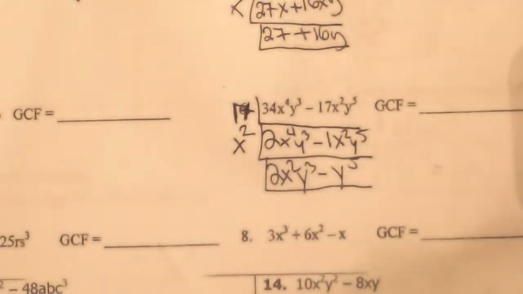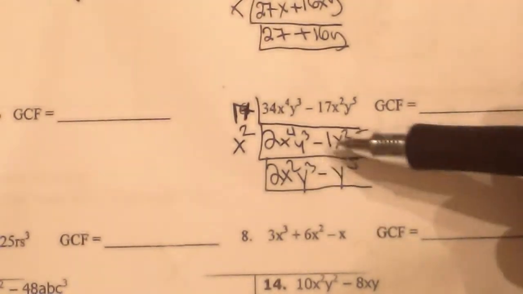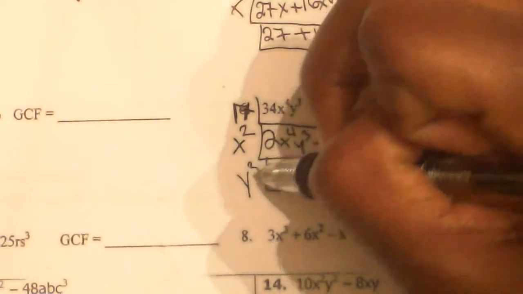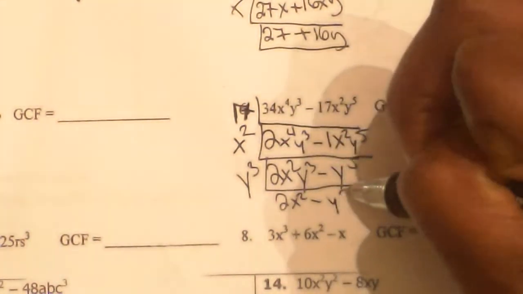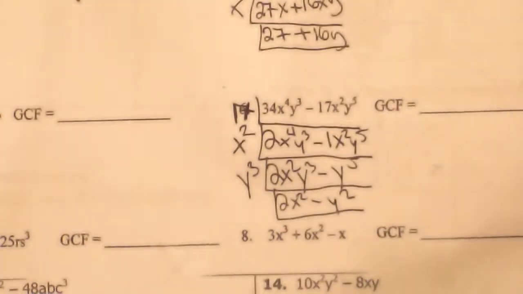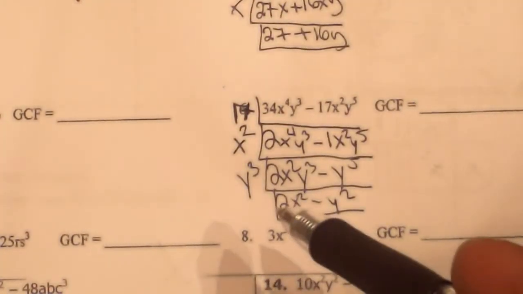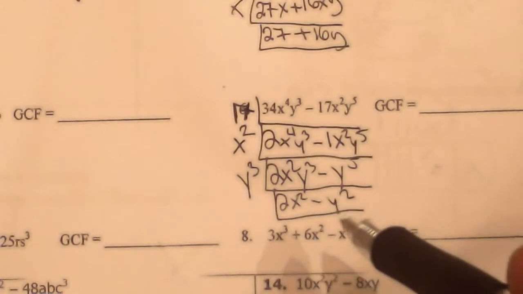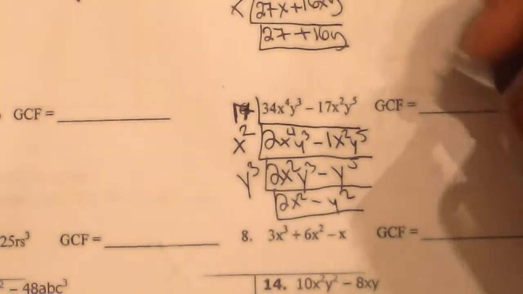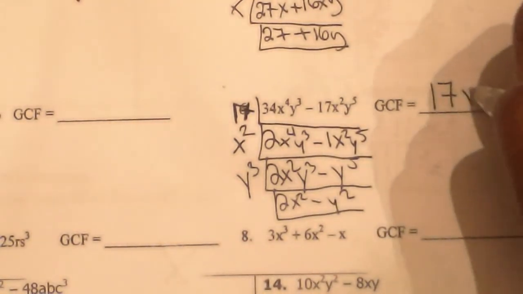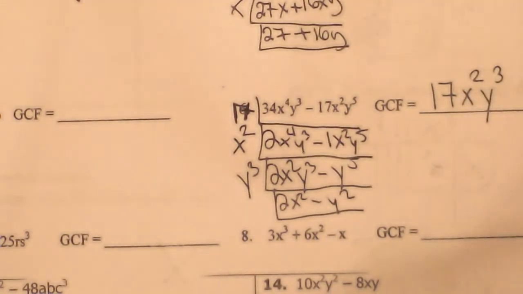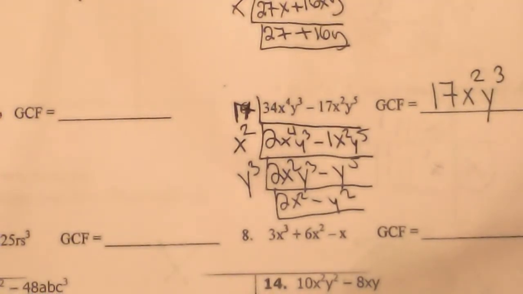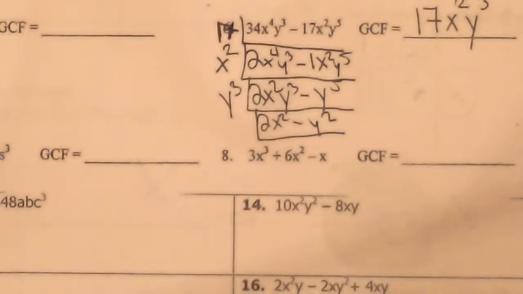Then we could pull out the y's they have in common. That says y cubed, y to the 5th. The smallest one would be 3 y's they have in common, and that would leave us with 2x squared minus y squared. Anything else those two terms have in common? Nope, that's 2 and some x's. That's just y's. Nothing in common, so the GCF is 17x squared y cubed. Got it? Okay, number 8.